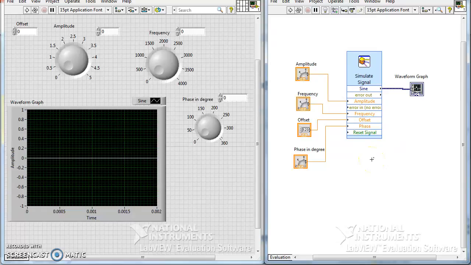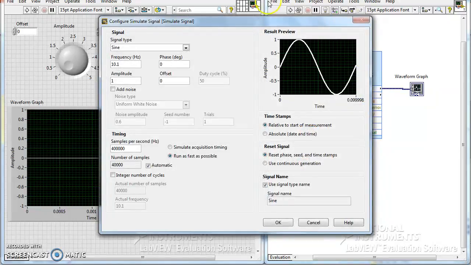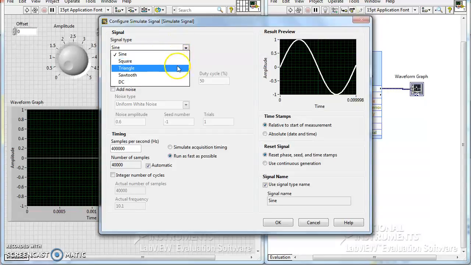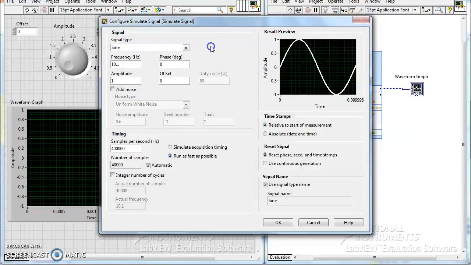Let me go into detail with the block diagram, that is, with the Simulate Signal block. If you just double click on this block, you can see the signal type to be generated. I have chosen sine, which is the default. You can also generate a square wave, triangular, sawtooth, or even a DC signal, similar to what you have used with waveform generation of the AD kit.